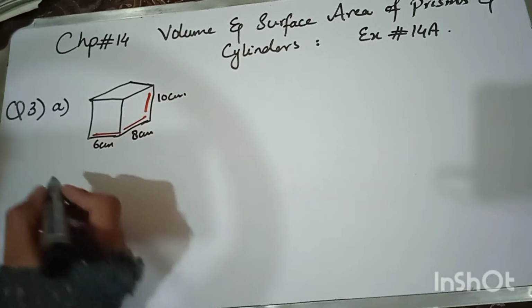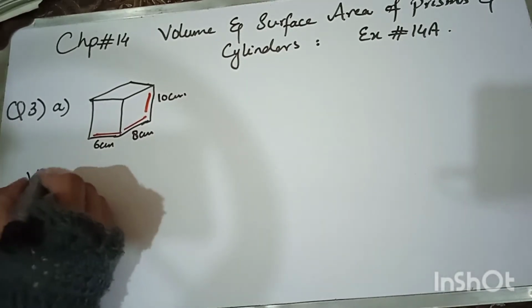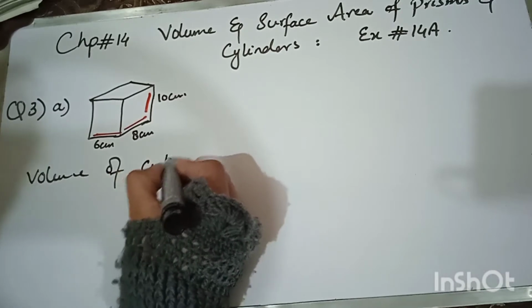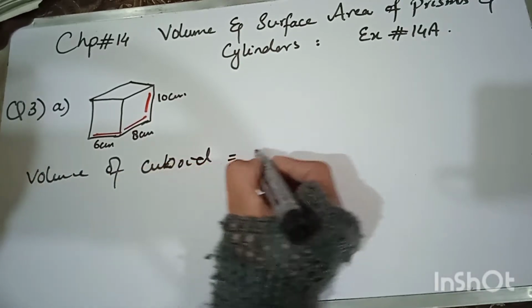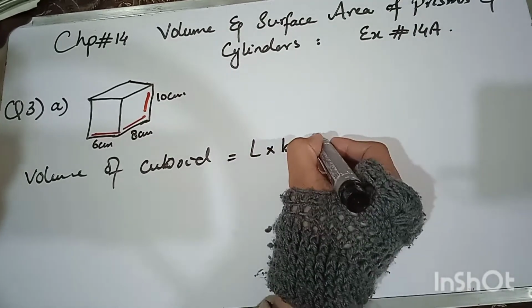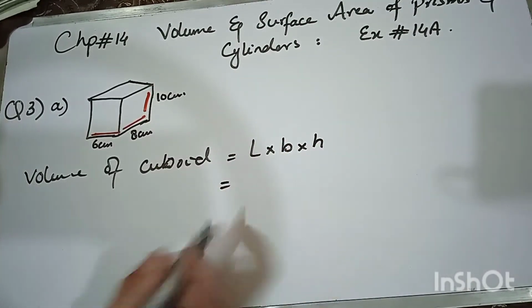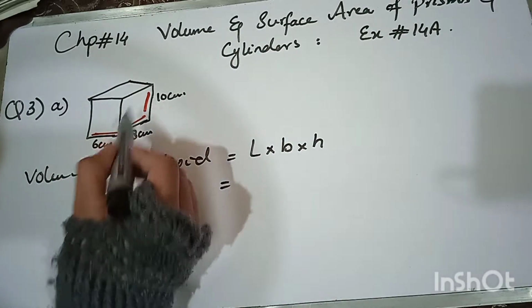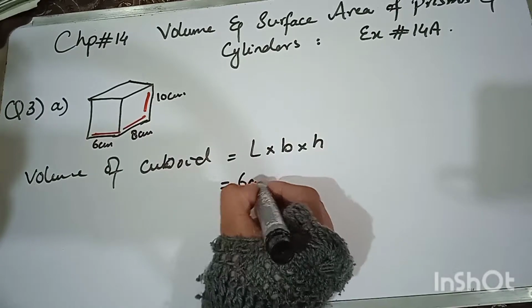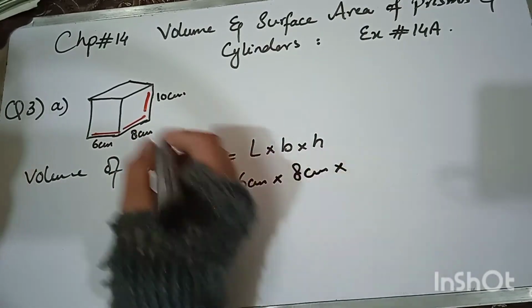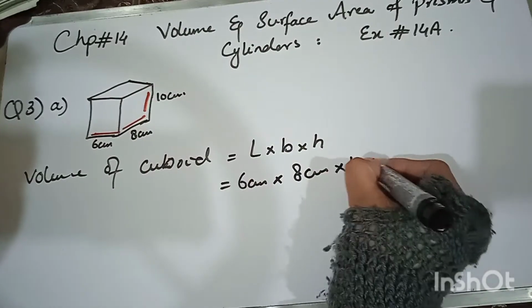So now here we just write down the formula. Volume of cuboid is equal to length multiplied by breadth multiplied by height. Now we have to put in the values. The length that we have is 6 centimeter, breadth is 8 centimeter, and height is 10 centimeter.